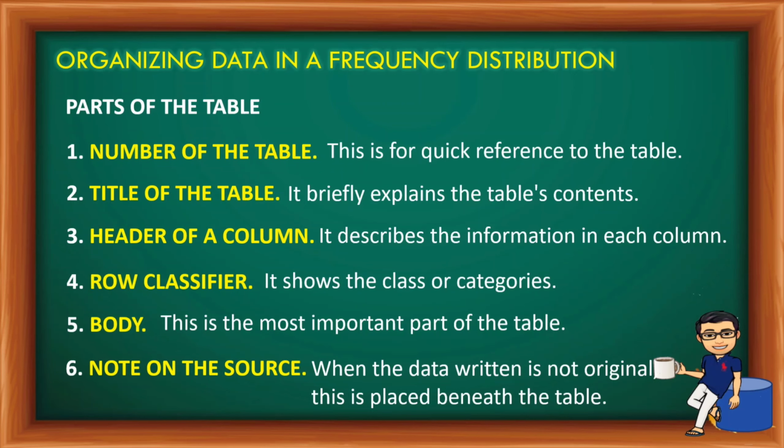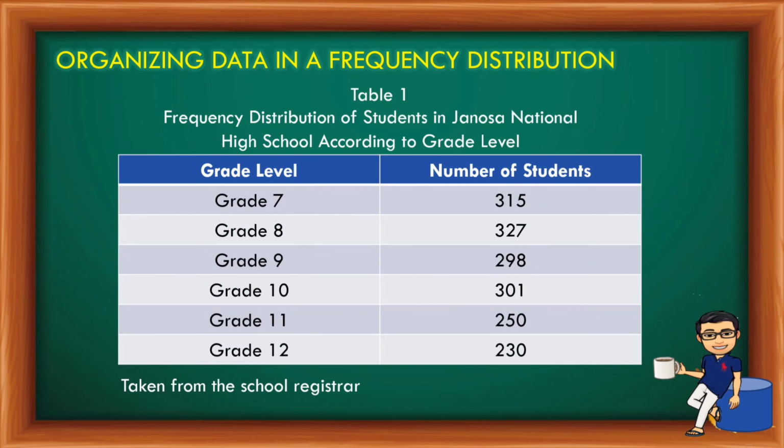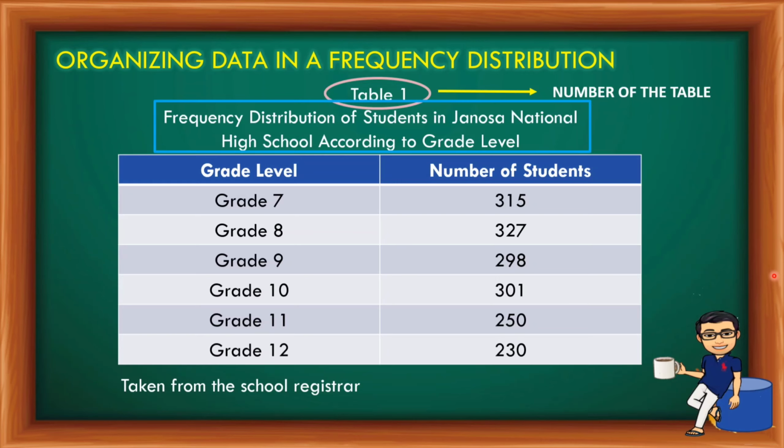So magbigay tayo ng halimbawa para mas maging malinaw sa atin yung different parts of the table. Okay, for instance, ito yung ating frequency distribution. So alamin natin kung alin-alin talaga yung mga part na yon. So ayan, yung binilugan natin na to, yan yung tinatawag nating number of the table, yung in-explain natin kanina. Okay, yan yung naka-rectangle na blue. Siyempre, yun yung ating title of the table.